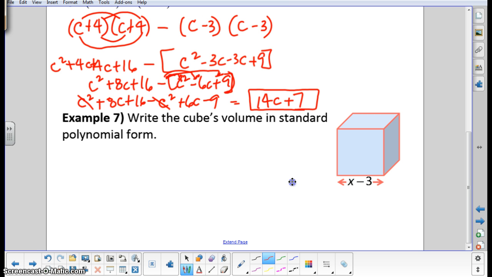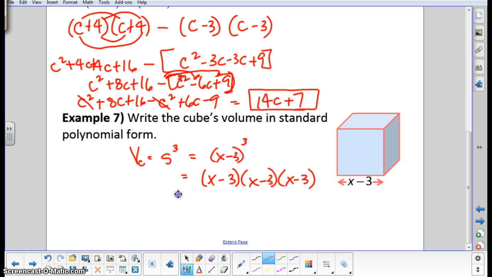Okay, write the cube's volume in standard polynomial form. So the volume of a cube is each side cubed. So side times side times side. In our cube, that is (x minus 3) quantity cubed. Okay, just like we do when this is squared, we're going to write x minus 3, and then you have that third x minus 3.